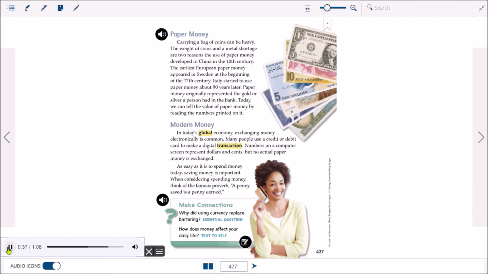Modern money. In today's global economy, exchanging money electronically is common. Many people use a credit or debit card to make a digital transaction. Numbers on a computer screen represent dollars and cents, but no actual paper money is exchanged. As easy as it is to spend money today, saving money is important. When considering spending money, think of the famous proverb, "A penny saved is a penny earned."